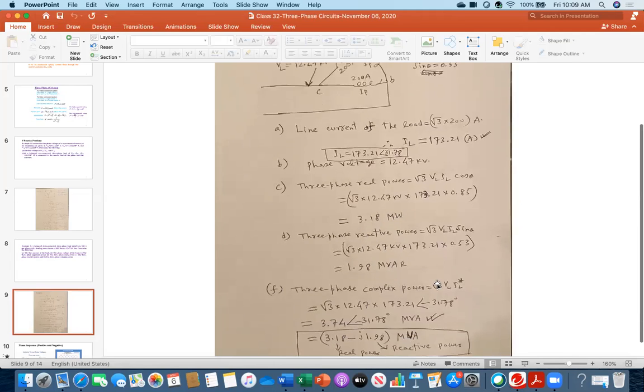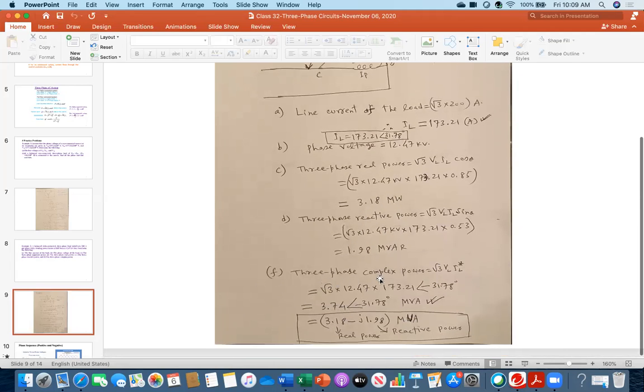And then the last one, the three-phase complex power. What is the complex power? Can you remember in the single-phase system? VI conjugate. If you can properly remember, because it has been more than a month since we discussed that. VI conjugate. Therefore, accordingly here, √3 VL IL conjugate. IL will be complex conjugated to calculate complex power.